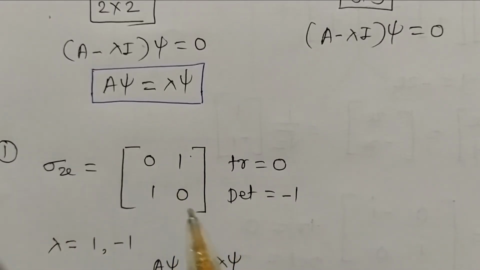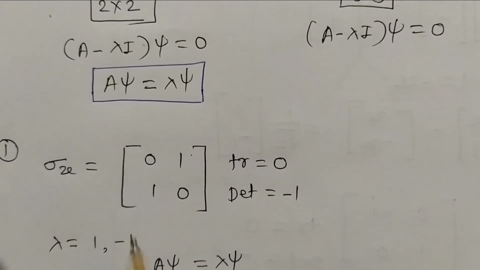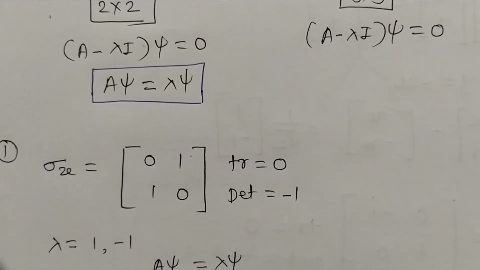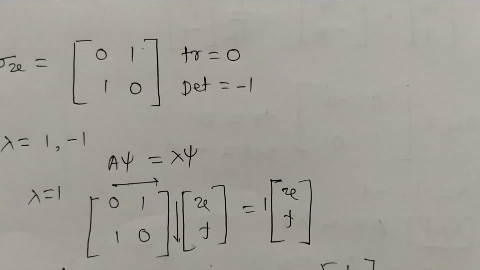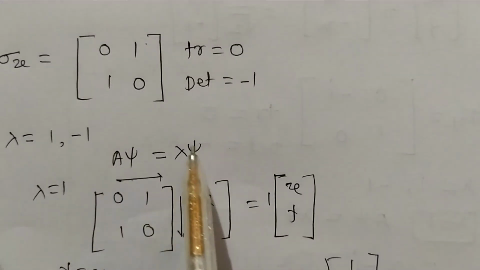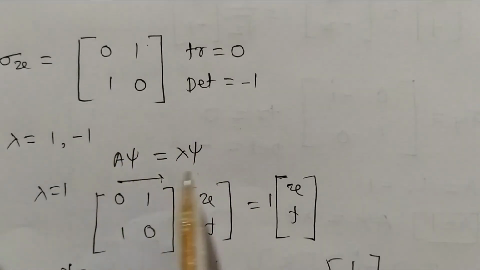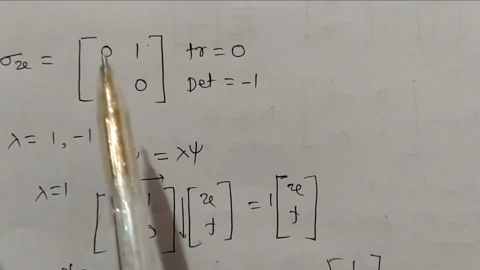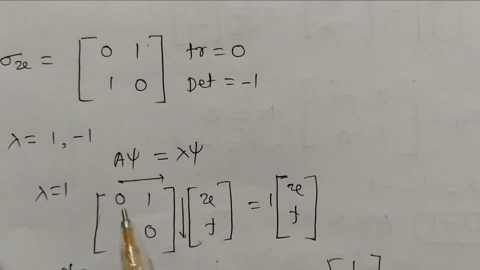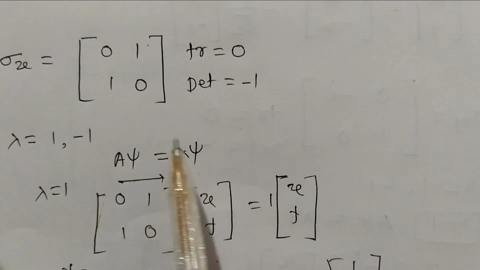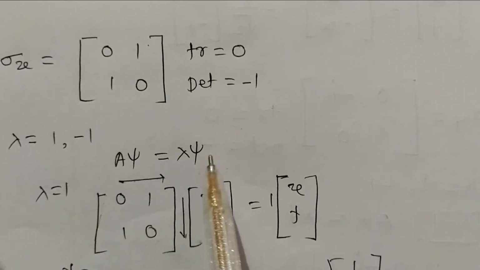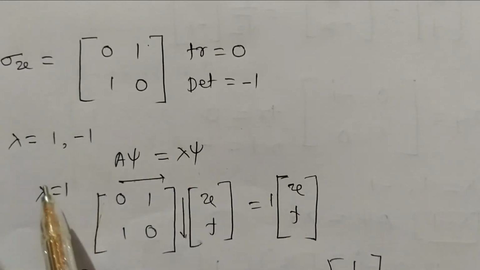So we have to find the eigenvectors by using the eigenvalues. Here A psi is equal to lambda psi. This is the equation for the eigenvector. A is our matrix, that is [0, 1; 1, 0], and psi is (x, y), equal to lambda times psi. When we consider lambda is equal to 1, this is 1 times (x, y).